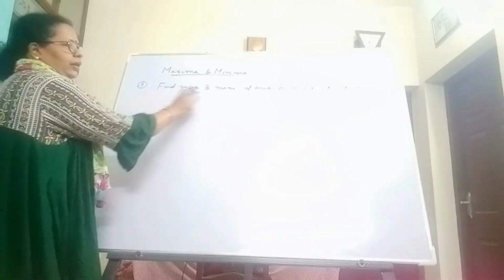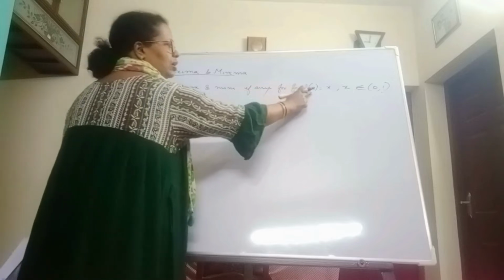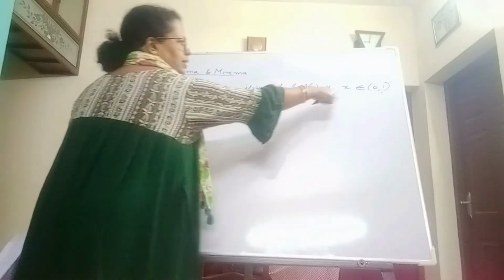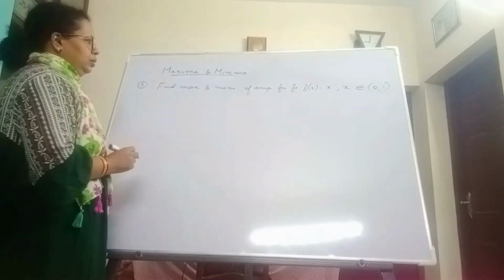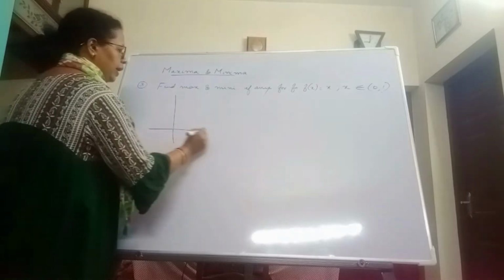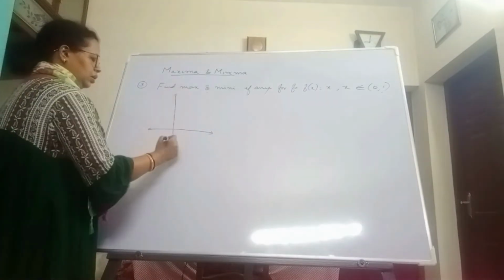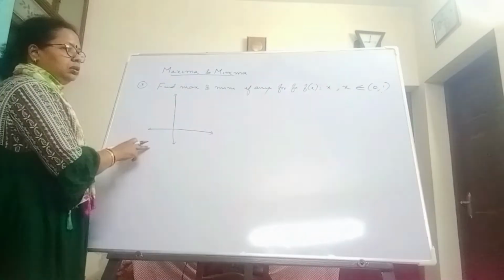Next question: find the maximum and minimum, if any, for the function f of x equal to x where x is an element of the open interval 0, 1. So how will the graph be? F of x equal to x means the identity function. We know the identity function graph. It bisects the first quadrant and third quadrant.